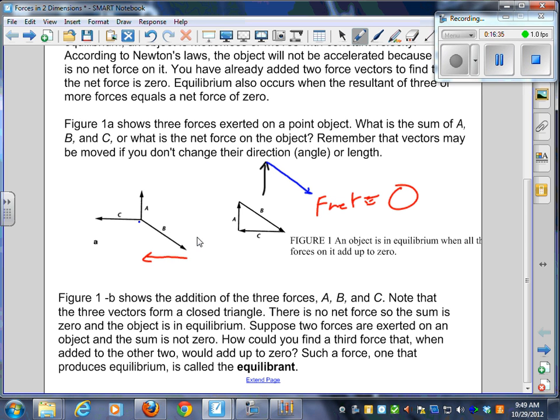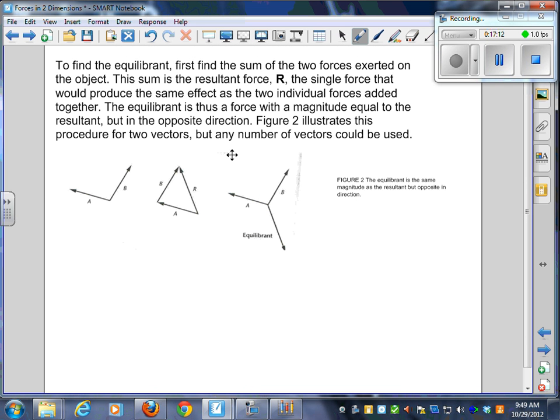Well, we know, let me see if I can get a different color here. Let's go green. If I go from there to there, what's that force called? If I'm adding A plus B, what's that yellow one called? That one would be known as the resultant, right? If I go exactly opposite to the resultant, then my net force is 0, okay? So such a force, one that produces equilibrium, is called the equilibrant. So the equilibrant is the force that produces equilibrium. And it's going to always be exactly opposite of the resultant.